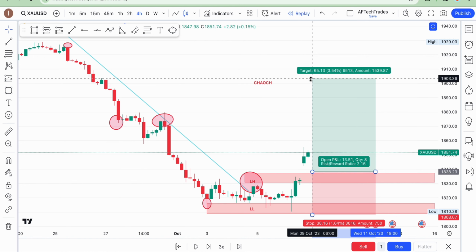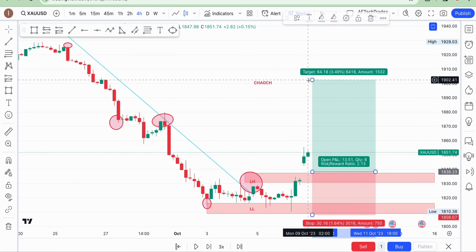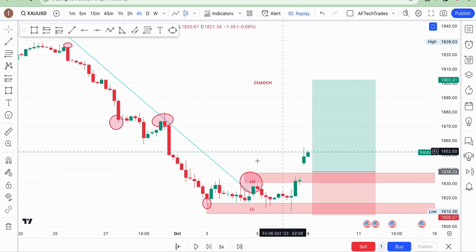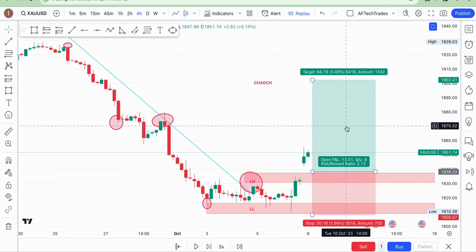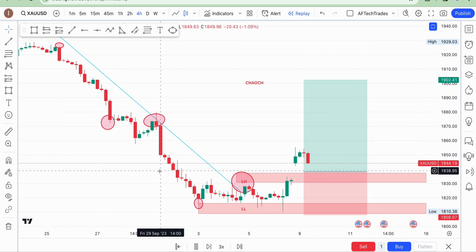That is around 70, 80 pips. So let's leave it at 60 pips, for example. So let's say this is your take profit. And you entered for this market. Let's see how this market will play out for us.